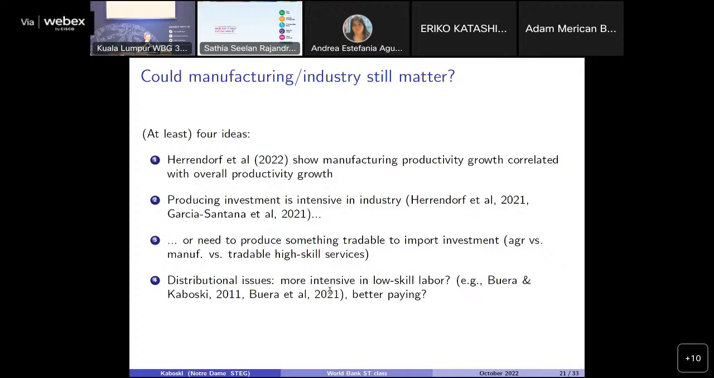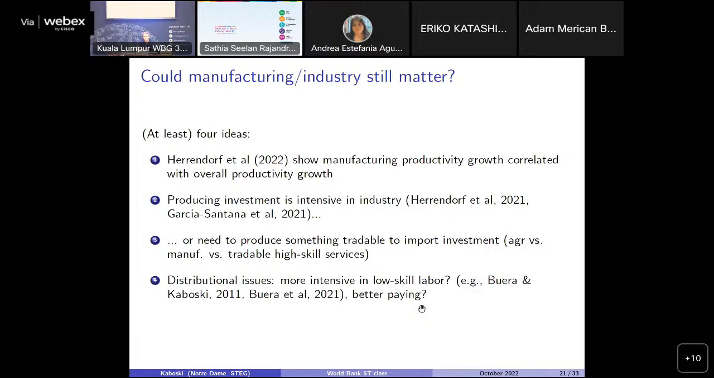Why might it be? Manufacturing might be more intensive in low-skilled labor than services. So the relative demand for low-skilled workers in manufacturing, and maybe manufacturing jobs are more productive for low-skilled workers than, say, MIC jobs, or low-skilled services. They might not be more productive for low-skilled workers, but they might be better paying, because there are higher levels of unionization, for example, or something like that.